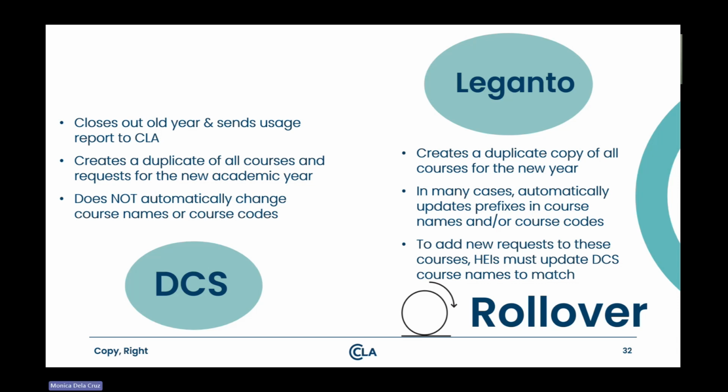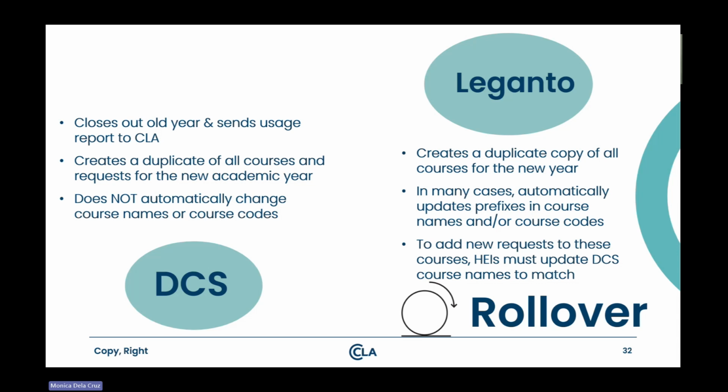Once you select Start Next Academic Year, the DCS will roll over each course with all its existing content to the following academic year, providing you update your student numbers as mentioned. Do not do this yet. The DCS closes out the old academic year and sends the usage report to CLA. Then it creates a duplicate of all courses and requests for the new academic year.